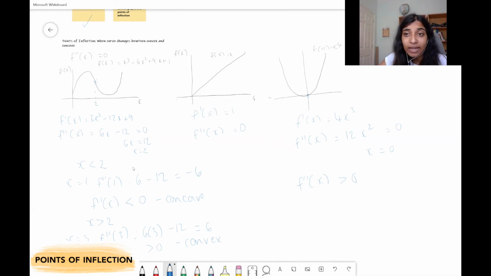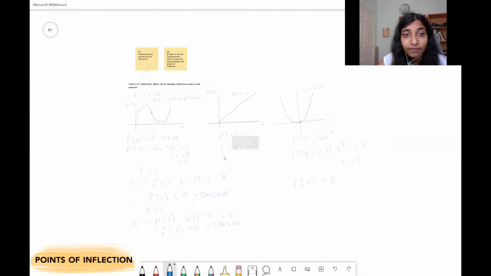So you have to check on both sides of what you get as your inflection point when you set your second derivative equal to 0, whether below you have your second derivative less than 0 or more than 0, and then for above you have the opposite. So if you have your second derivative below 0 for values of x below your inflection point, then for values of x above your inflection point, you should have your second derivative greater than 0. So that's just an overview of inflection points.